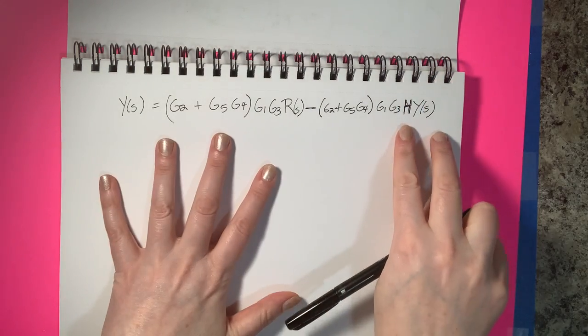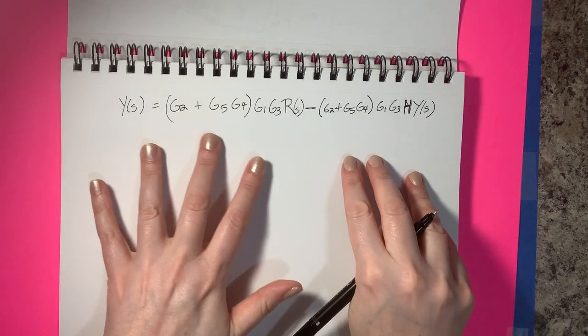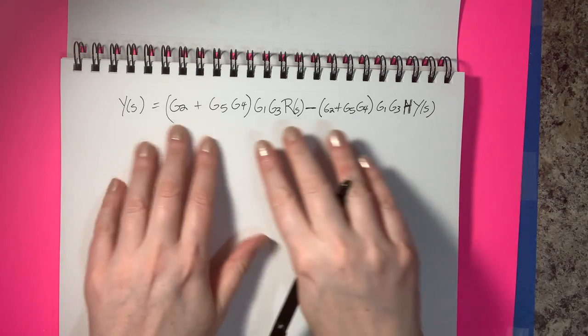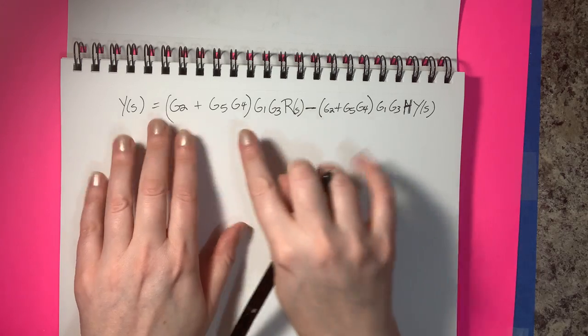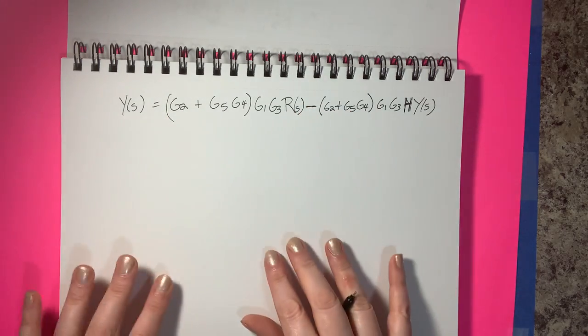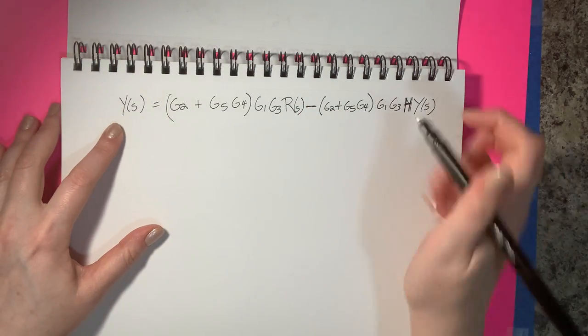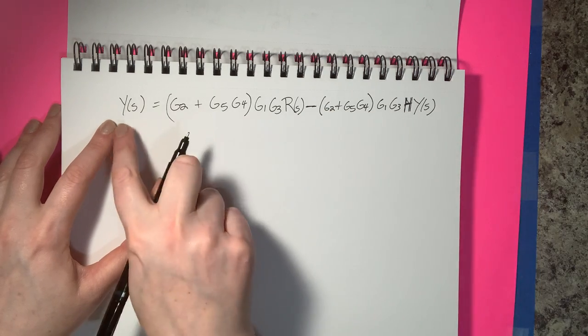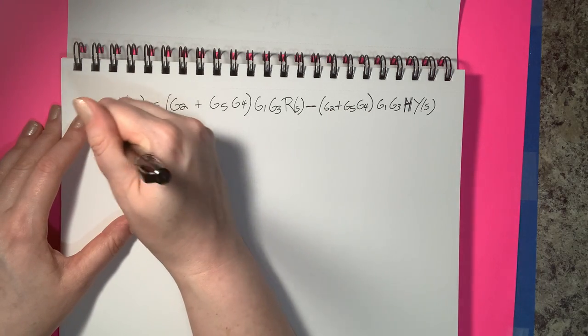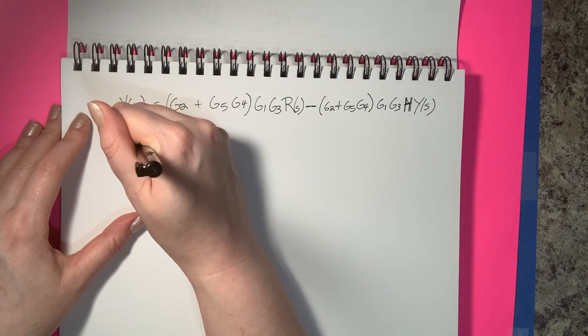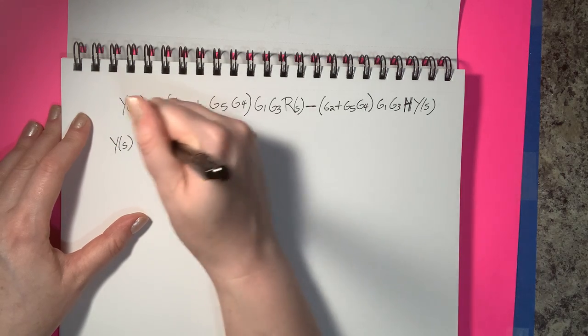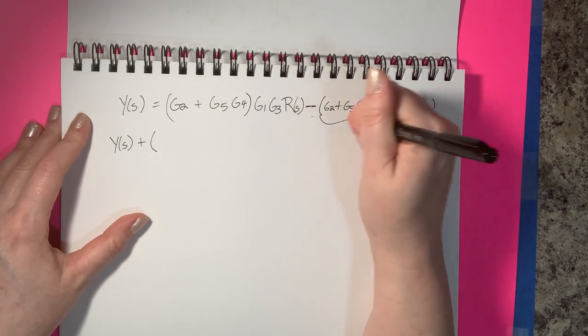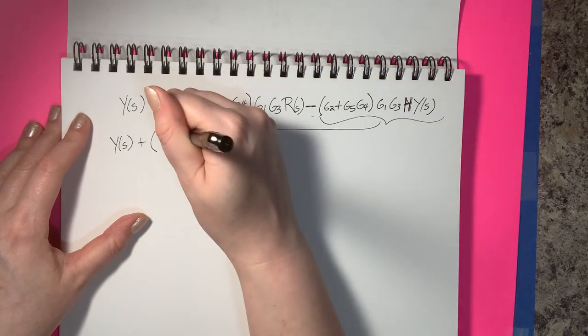Gotta be careful. And it's a really good idea to go back at the end and also check that you've got all of your blocks represented. They should all be there in the transfer function. All right, so we can bring this term over to this side now. We've got a y of s plus all of this term right here. So all of that comes over here.